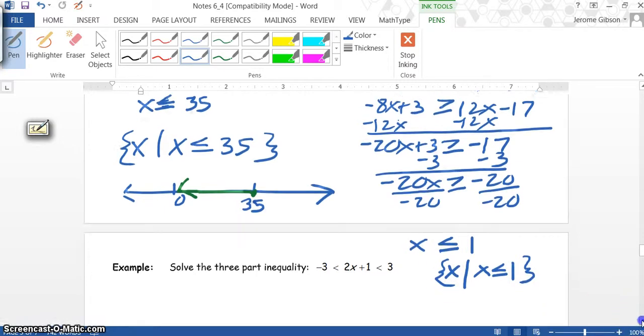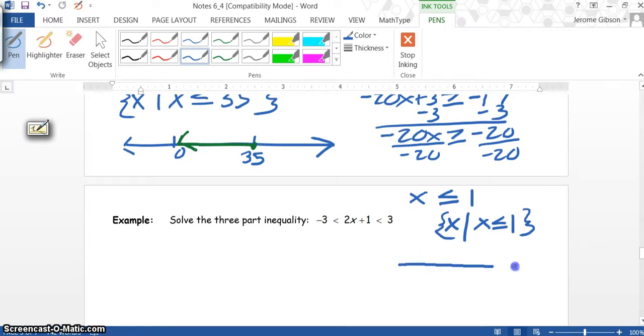Now we want to graph that. Now, since we have it as or equal to, we will do a closed circle, and then we will go to the left and draw our arrowhead, and we're done. Now, we need to go on to this next example. It says here, solve the three-part inequality.